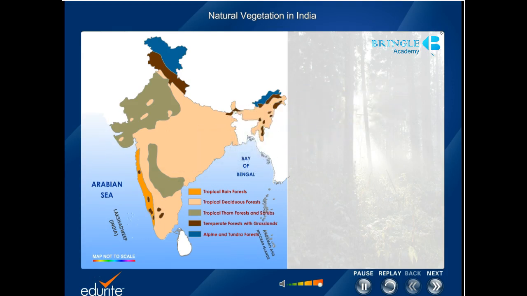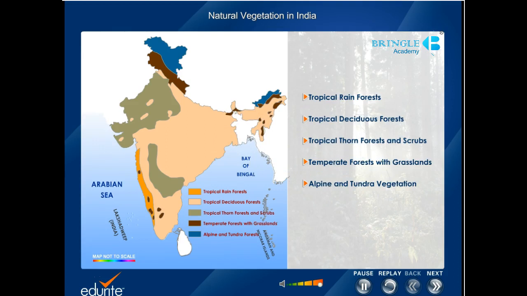Based on these factors, the major types of vegetation in India are classified as tropical rainforests, tropical deciduous forests, tropical thorn forests and scrubs, temperate forests with grasslands, alpine and tundra vegetation.